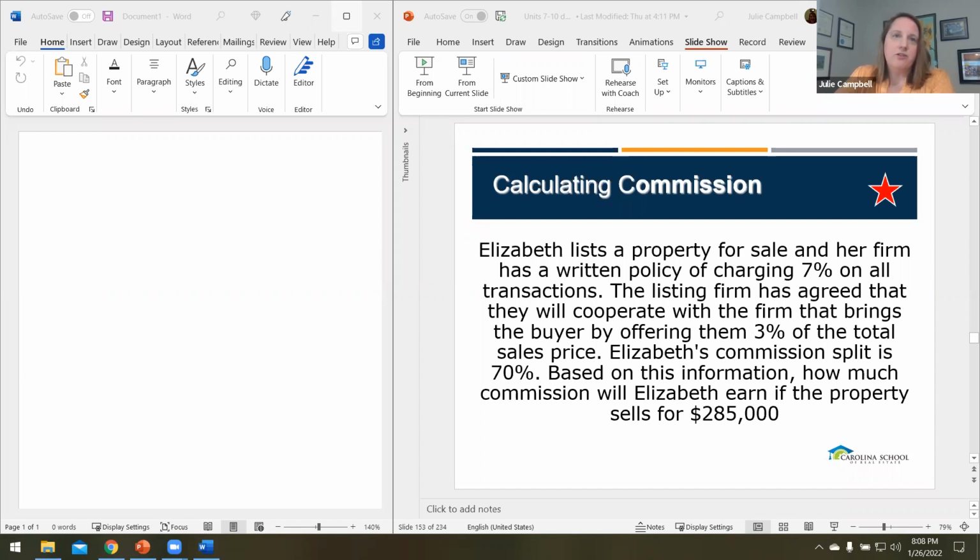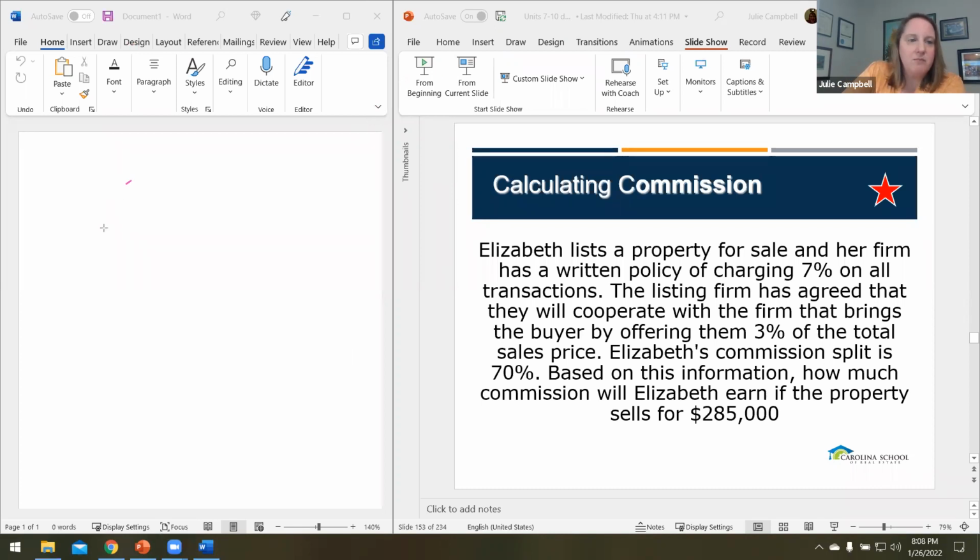So when you saw this problem, what did you do first? Did you just pick up your calculator and start going crazy and doing something with the numbers? Or did you just read it? Whenever you see math, just read it. Elizabeth lists a property for sale. Her firm has a written policy of charging 7% on all transactions. The listing firm has agreed they will cooperate with the firm that brings the buyer by offering them 3% of the total sales price. Elizabeth's commission split is 70%. Based on this information, how much commission will Elizabeth earn if the property sells for $285?